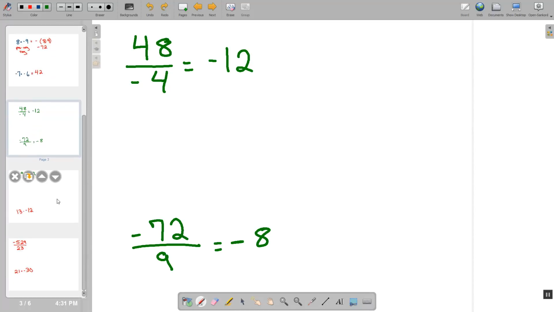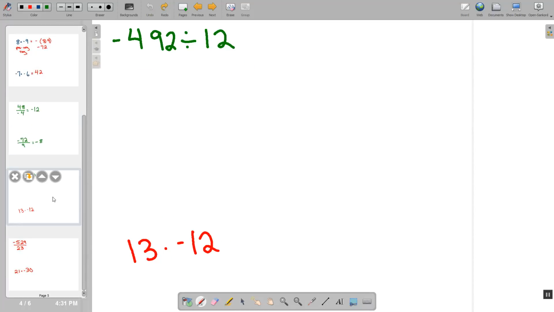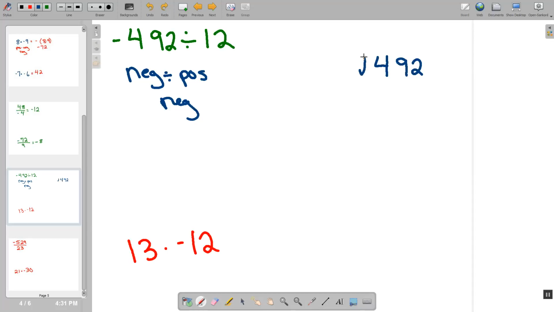As we start moving into some of the longer problems, like negative 492 divided by 12, the process is going to stay pretty similar. We know that a negative divided by a positive will give us a negative answer. So we're simply going to do 492 divided by 12 as long division and then go from there. If we're going to do 492 divided by 12 using long division, we write it out like this.